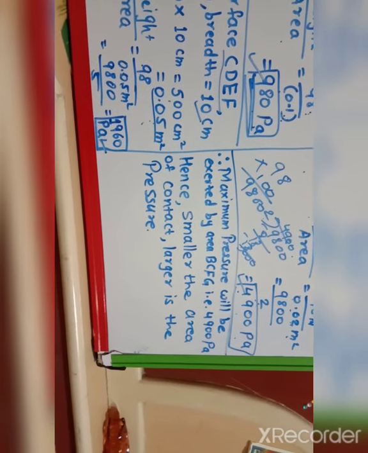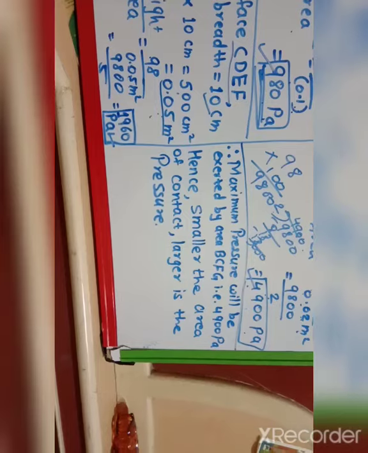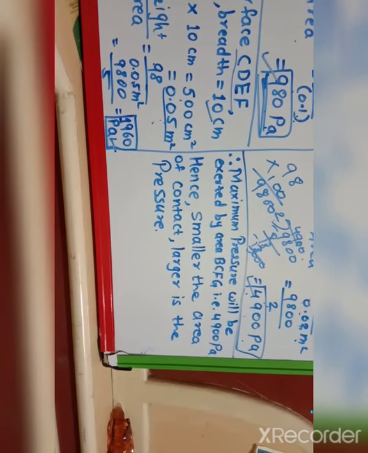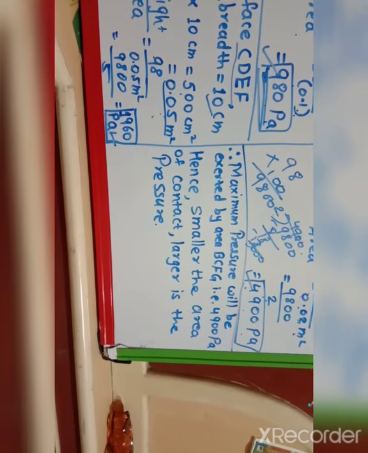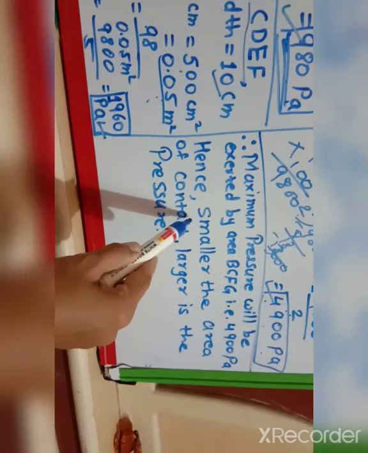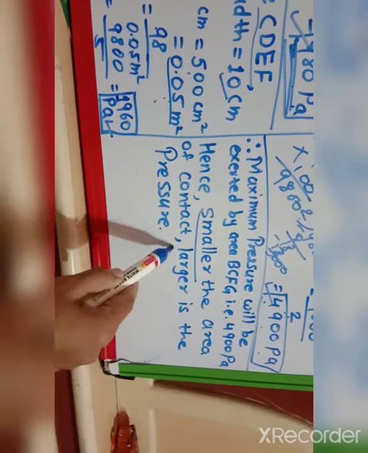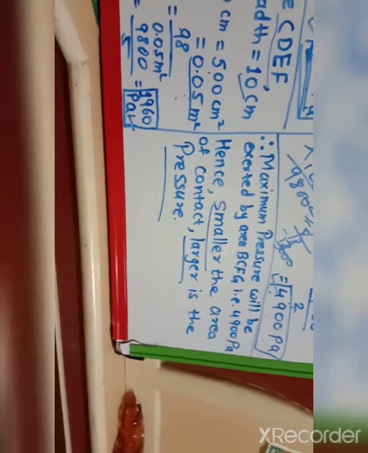Hence from all these calculations we come to know that the smaller the area of contact, the larger is the pressure. Whenever there is a smaller area of contact, the larger will be the pressure. Okay, students?